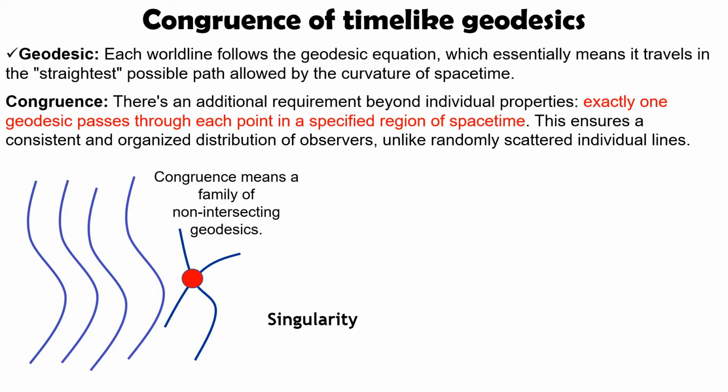So the first thing is that the congruence of timelike geodesics is the central area of the Raychaudhuri equation, because the Raychaudhuri equation deals with the behavior of this congruence of timelike geodesics. That means geodesics that pass through each point in a specific region of space-time, and they are non-intersecting geodesics. Now, when we talk of geodesics, there are certain important things which also come up. We cannot ignore those important points.